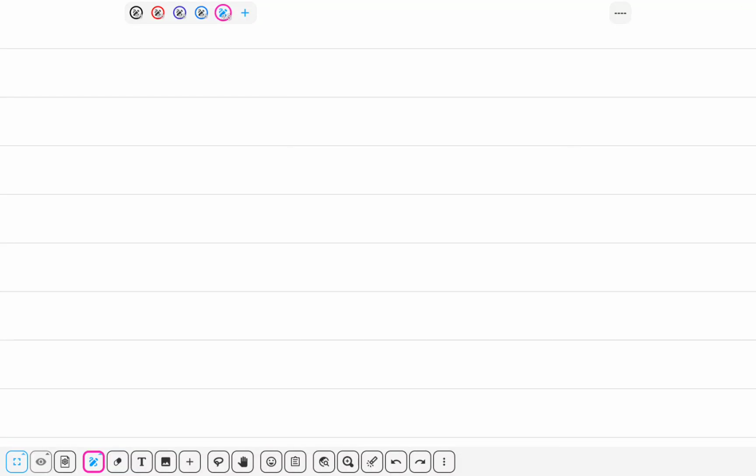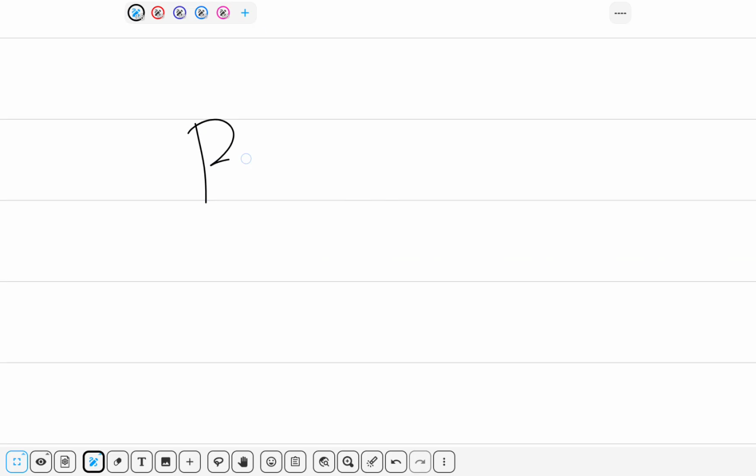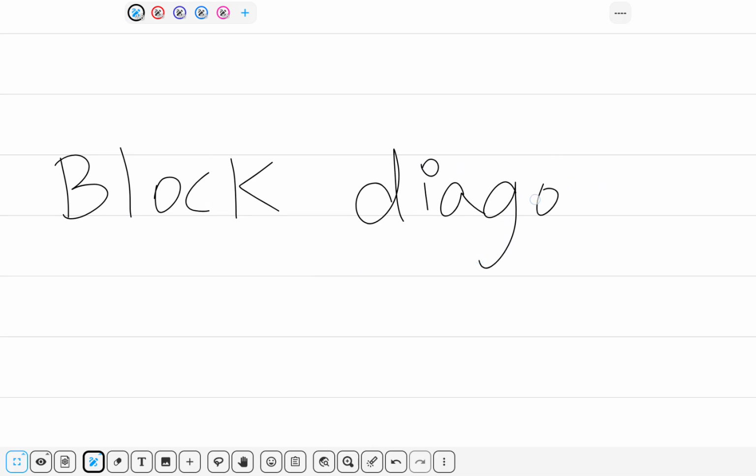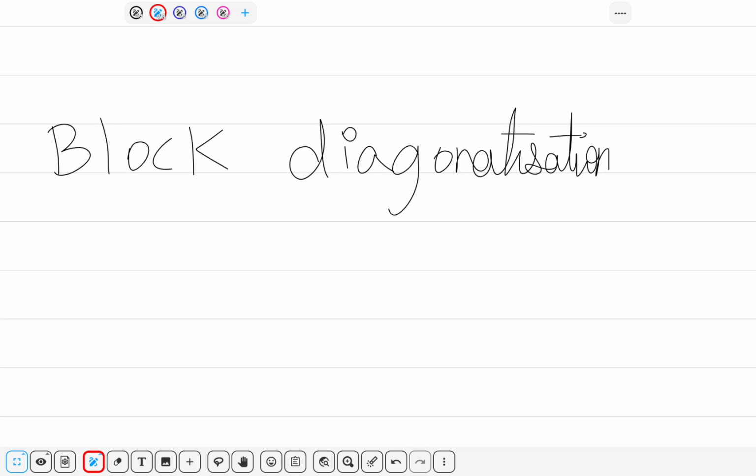I have a presentation tomorrow, just a tiny talk I have to do in front of professors and my colleagues. Apparently I have to talk about this thing called block diagonalization. I searched a lot about this.